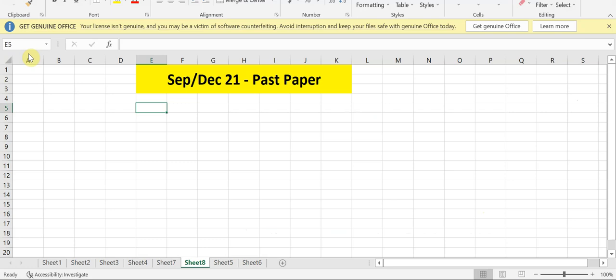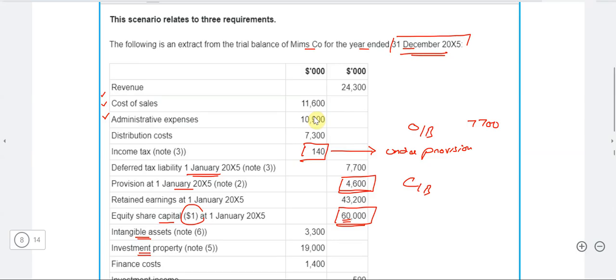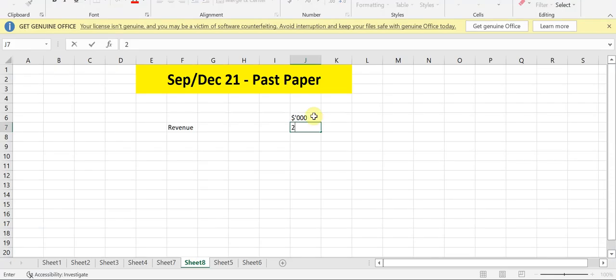So we'll start with the revenue. First of all, let's put this $000 sign over here. So revenue in the trial balance is 24,300.